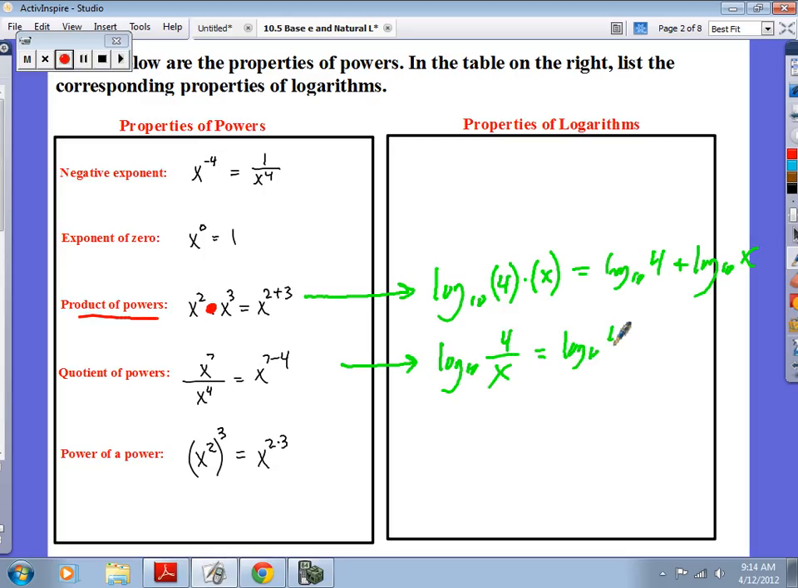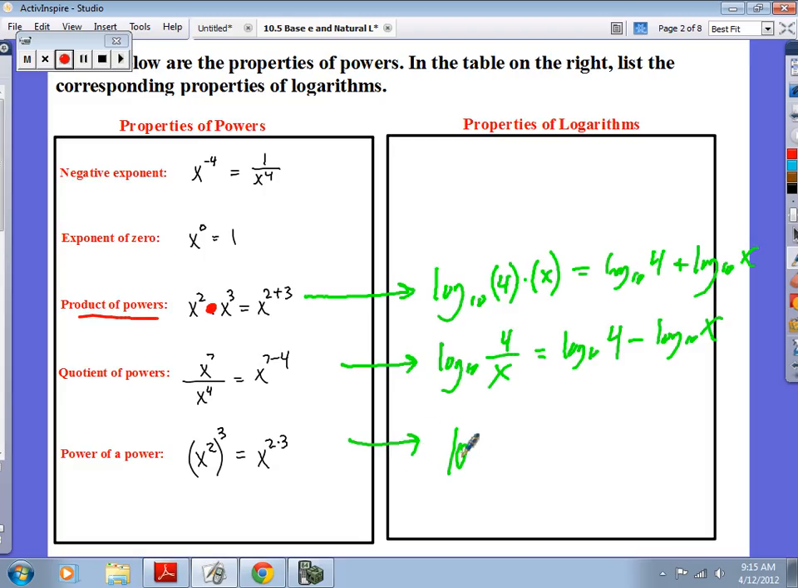Log in base 10 of 4 minus log in base 10 of x. Berto? X, yeah. So you can take one log and separate it into two logs. And if you're taking the log of a fraction, you separate it with a minus, subtraction. Okay, this is the one we've been using all morning long. What about the power property of logarithms?